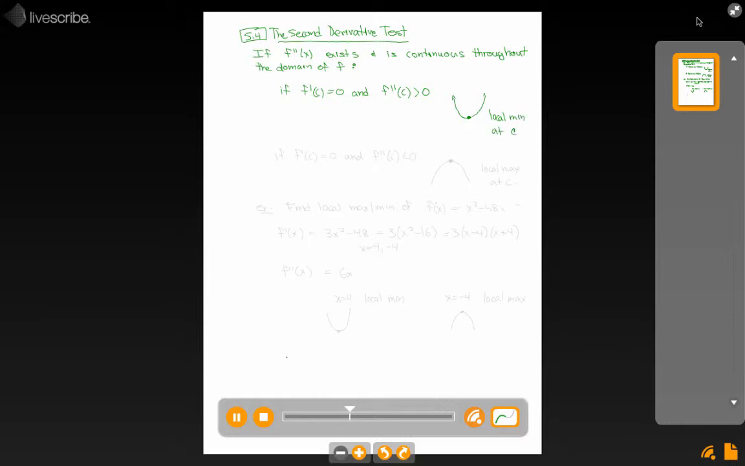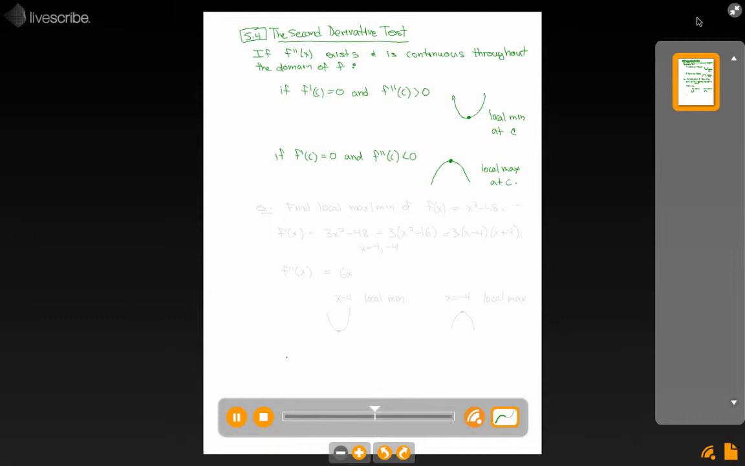Now if we start with the same, that the first derivative is 0, but the second derivative is negative, we have a spot that looks like this, where we have a tangent line with a slope of 0 but concave down, and so we have a local max.